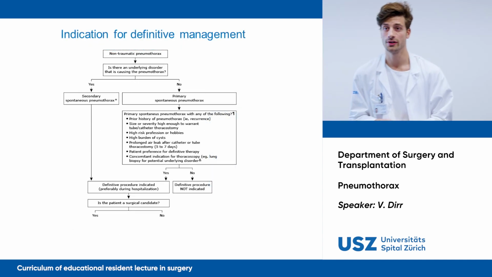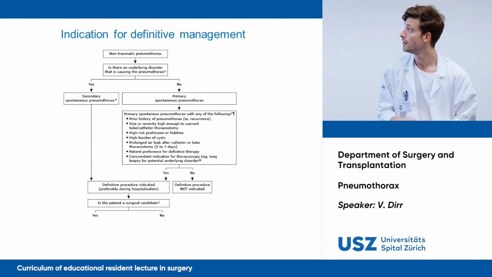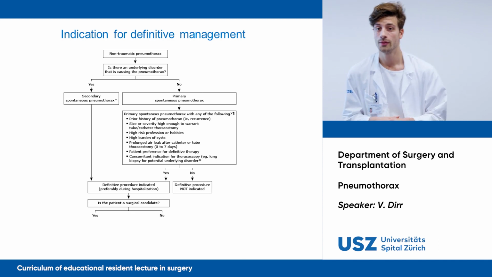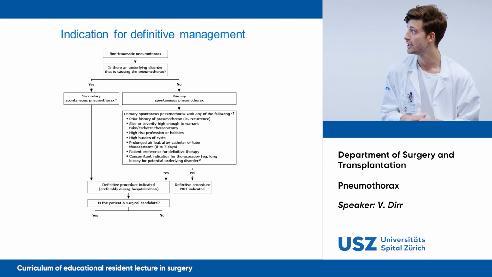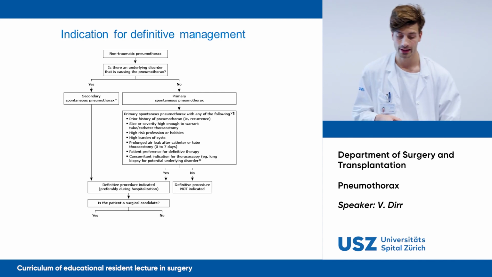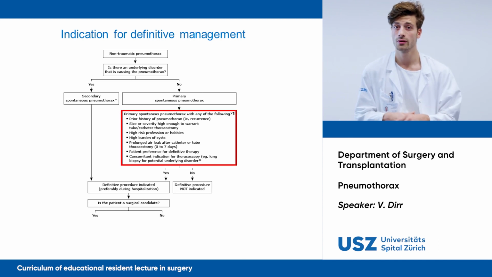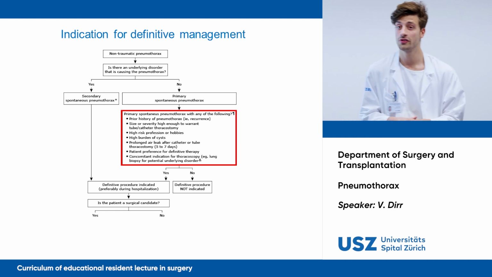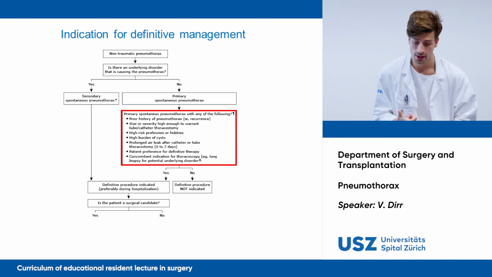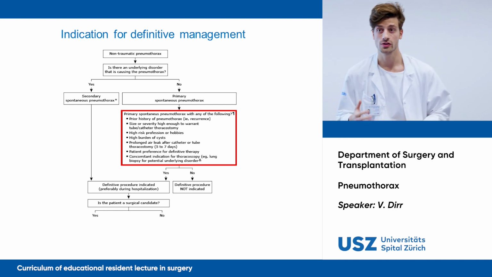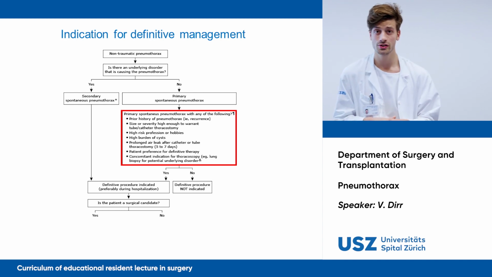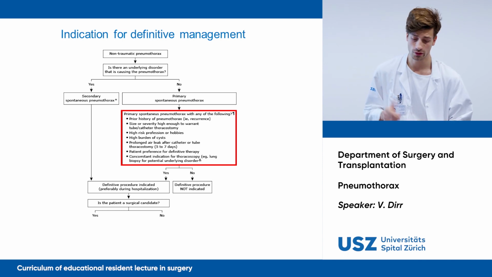What are the indications for definitive management? As I told you before, for a secondary spontaneous pneumothorax, in almost all of the cases we need definitive therapy, preferably during the same hospitalization. And for a primary one, we have indicators such as a prior history of a pneumothorax, so a recurrent disease. We have a large size of the pneumothorax. If there are high-risk professions, such as airline pilots or divers, if there's a high burden of cysts, if there's an ongoing prolonged air leak, which means we can measure or see the leak in the chest drain, if the patient wishes to do so, and if there are other indications for thoracoscopy.